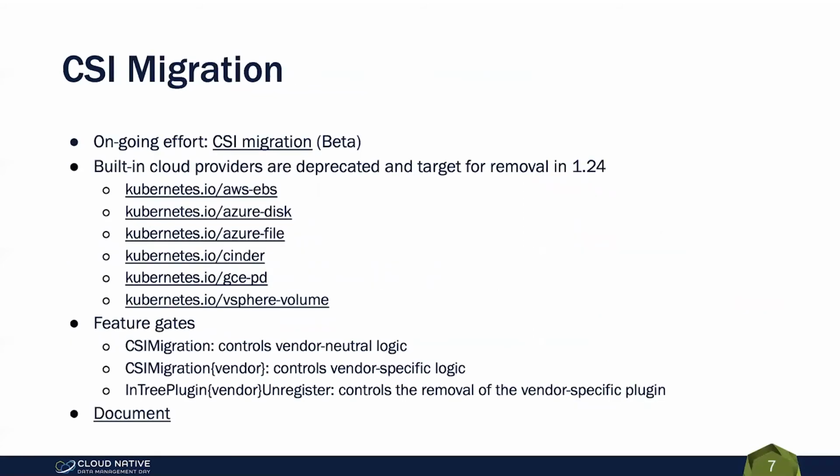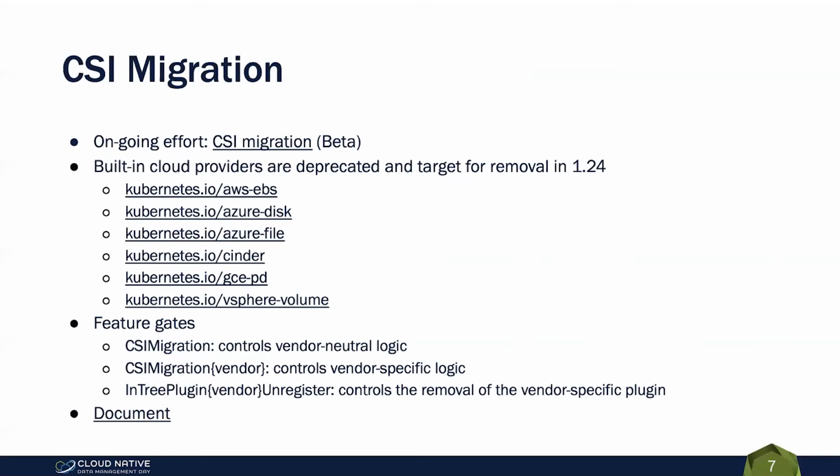And there is an ongoing effort to migrate in-tree cloud providers to CSI drivers. In-tree cloud providers are deprecated and targeted for removal in 1.24 release. As shown here, we have AWS EBS, Azure Disk and File, OpenStack Cinder, GCEPD, and vSphere Volume plugins targeted for removal in 1.24. There are three types of feature gates for CSI migration.